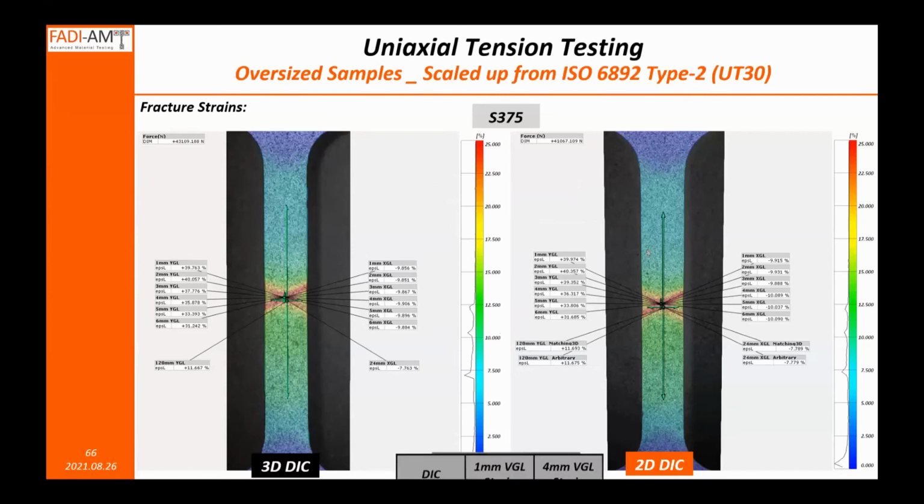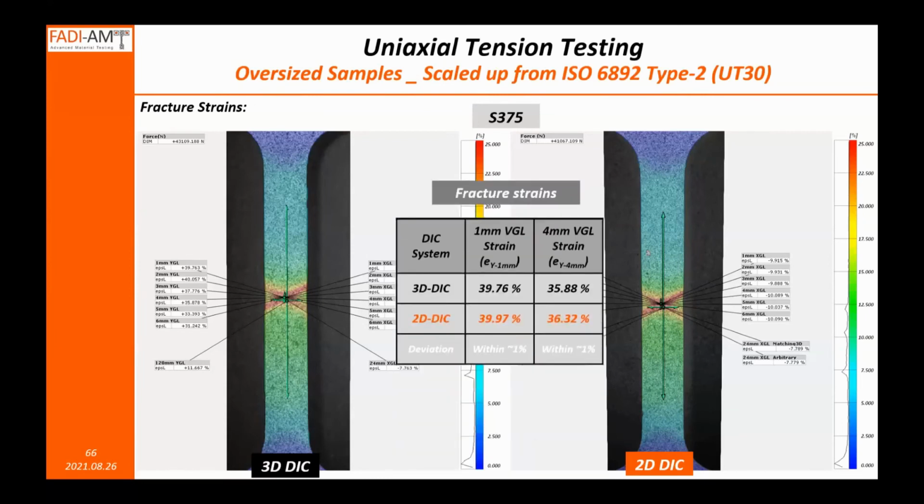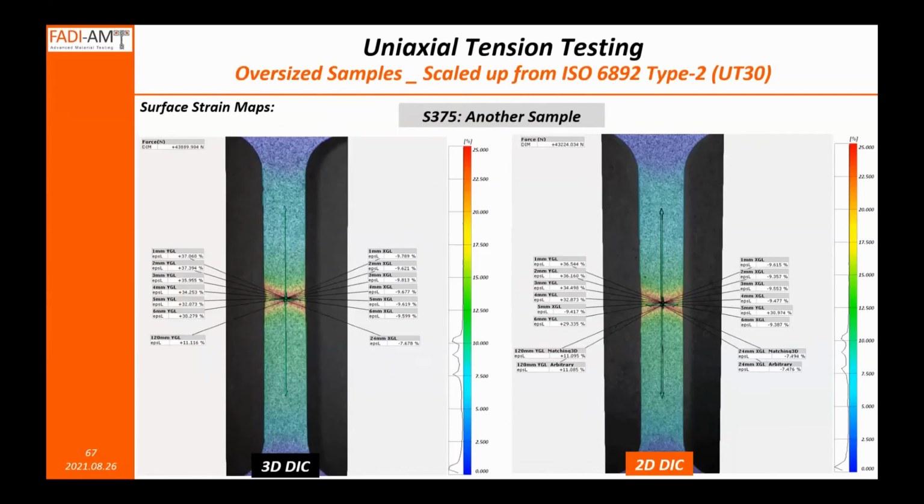Let's go to the fracture strains, and we have 1, 2, 3, 4, 5, 6 millimeter fracture strains or extensometers, and we picked a couple of them here, the 1 millimeter and the 4 millimeter virtual extensometers. And for this particular material, we still got results within 1%. And that's fracture strain, localized. They're higher than the deviations in the nominal, and that's expected. But they don't grow to the level of an astronomical deviation of 20, 30% or 40%, as it is sometimes portrayed.